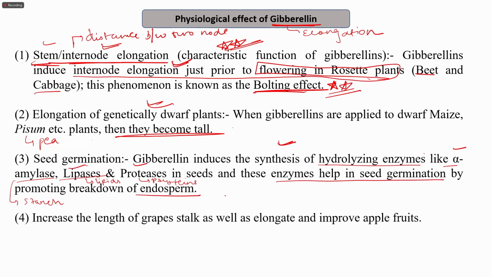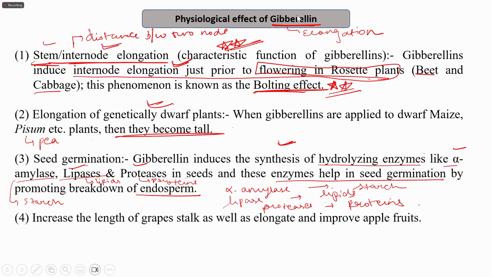So alpha amylase acts on the starch, which is one of the main constituents. Then lipase acts on the lipids. So mainly lipids, starch, and proteins are present in the seeds, and proteases act on the proteins. Mainly these three things are present, and on the basis of that, it promotes the breakdown of endosperm.